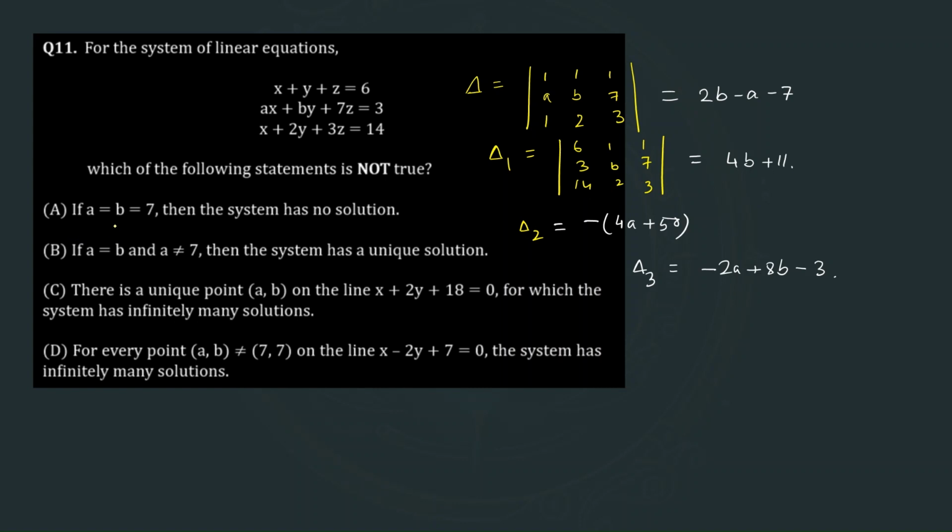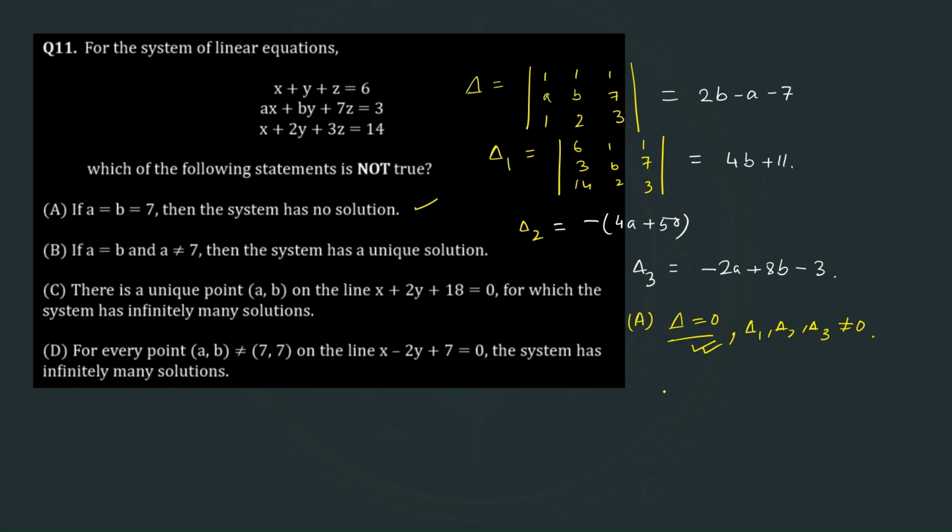The first option says that a equal to b equal to 7. If this happens, then the system has no solution. So A option tells us about no solution. We know for no solution, delta should be 0, and delta 1, delta 2 and delta 3 should not be equal to 0. So if a equal to b equal to 7, we can see easily that delta is 0. So this case is satisfied, and delta 1, delta 2, delta 3 is non-zero. That means the system has no solution. That means this is a correct statement. So this is not going to be the answer. We have to check other statements also.